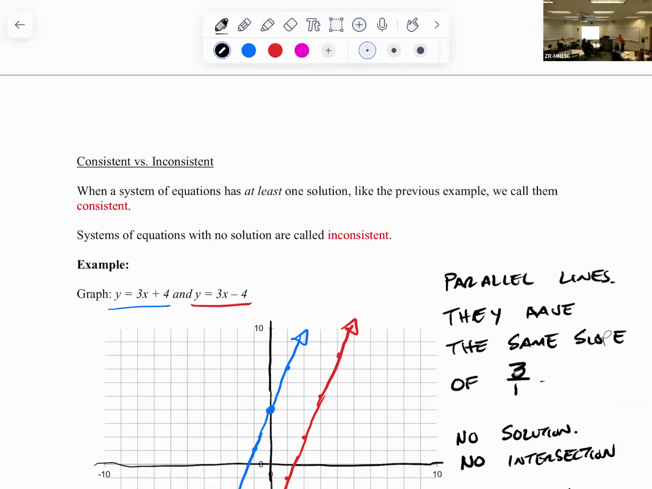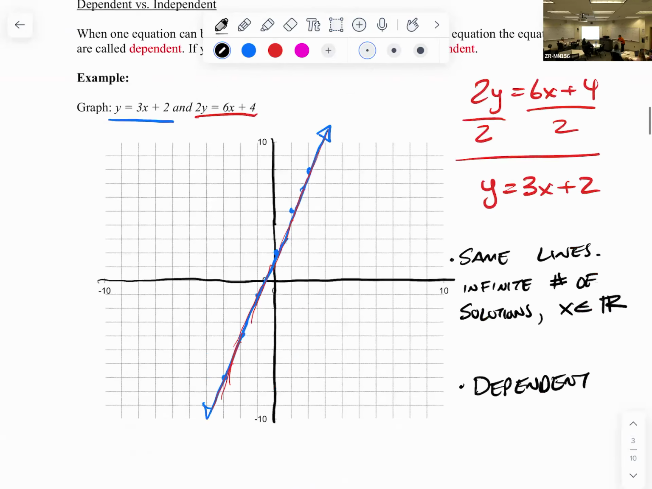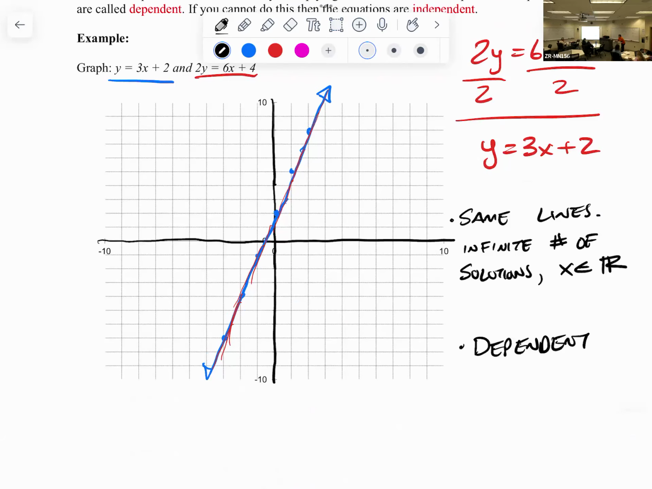Consistent means at least one solution. Is there at least one solution here? Yes, there's a lot more. Once again, this is our wording of at least one, right? At most, at least. So at least one, there's way more than one. There's an infinite number. So these lines are consistent and dependent.